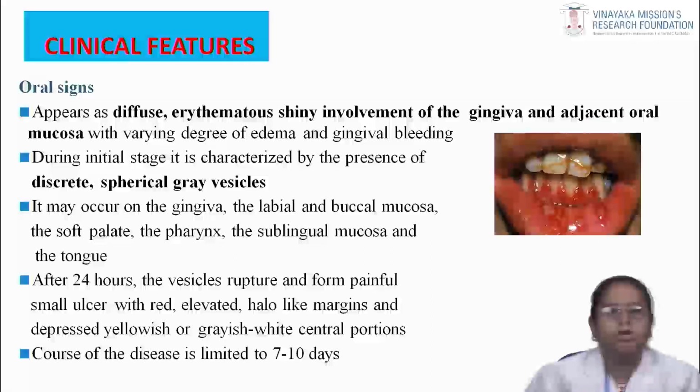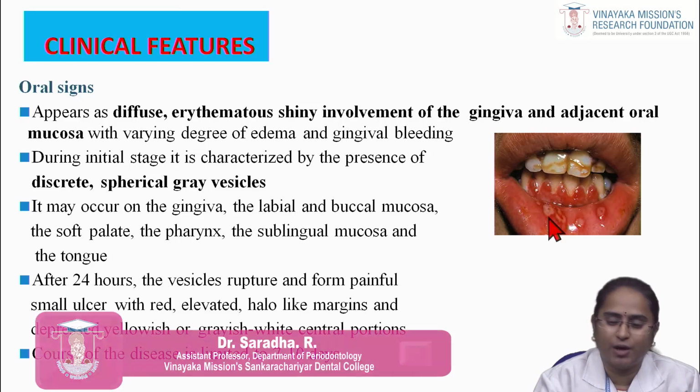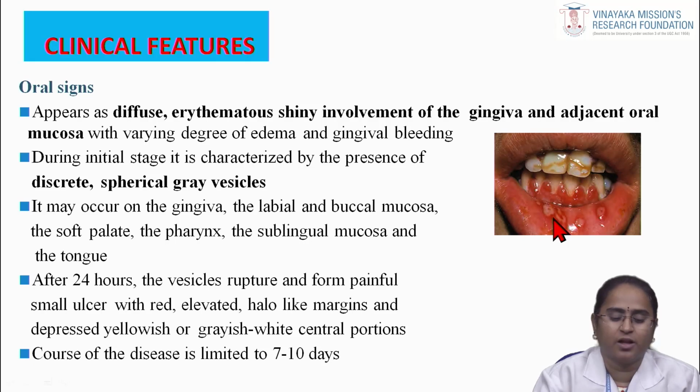And this causes recurrent infection. Coming to the clinical features, oral signs: usually there will be diffuse erythematous gingiva. Because of the erythema, the gingiva will be hemorrhagic, and during the initial stages there will be presence of vesicles. Usually within 24 hours these vesicles rupture to form ulcers. These ulcers coalesce to form a big ulcer. Here you can see this ulcer. These are characterized by red elevated halo-like margins and depressed yellow or greyish white central portions. Usually the course of the disease is 7 to 10 days.